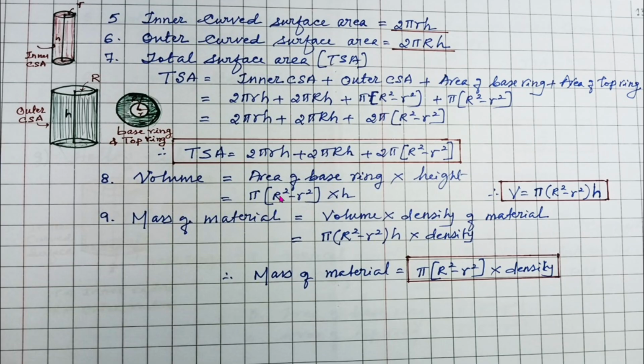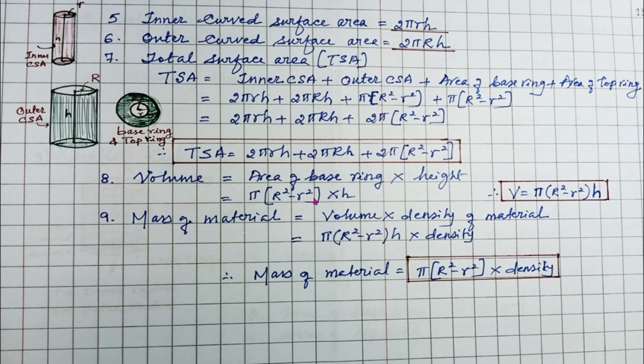Therefore, the volume is pi (R square minus r square) into h. Now, a very interesting addition of the property here. To find the mass of the material which forms the hollow cylinder, we can find out its volume and multiply by the density of the material.